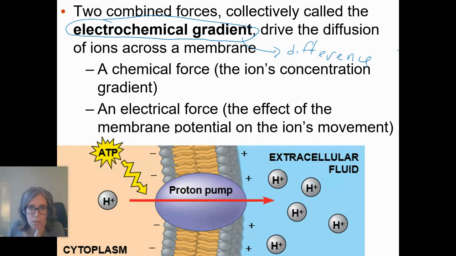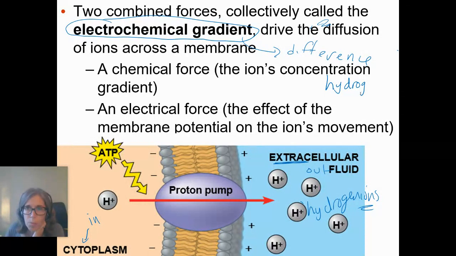So notice here the extracellular fluid that's outside the cell, right? And the cytoplasm right here that's inside the cell. Notice that there's a lot more hydrogen ions right here. So we should talk about hydrogen a little bit. Okay, so hydrogen. If you remember the periodic chart, hydrogen has one proton and one electron. So sometimes it will lose that electron.